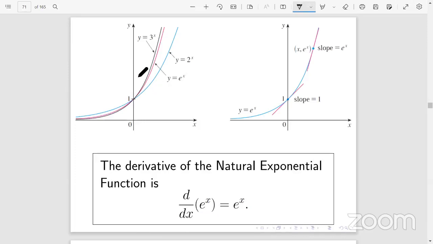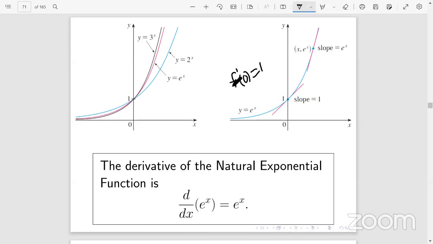Remember we said it's a number between 2 and 3. If you look at the exponential function 3 to the power x, and you look at another exponential function 2 to the power x, there's some function in between, which is e. So e, like I said, is 2.71 something, an irrational number. This is the number such that, remember, we want f prime at 0 to be equal to 1.